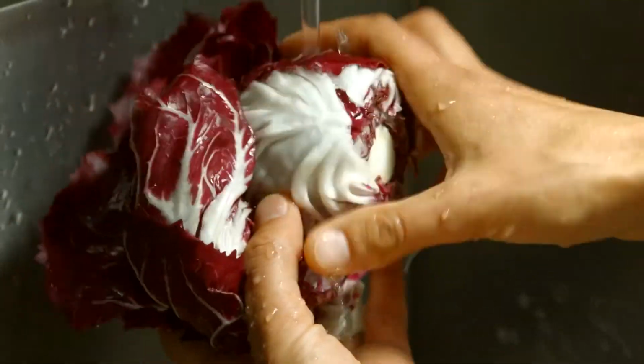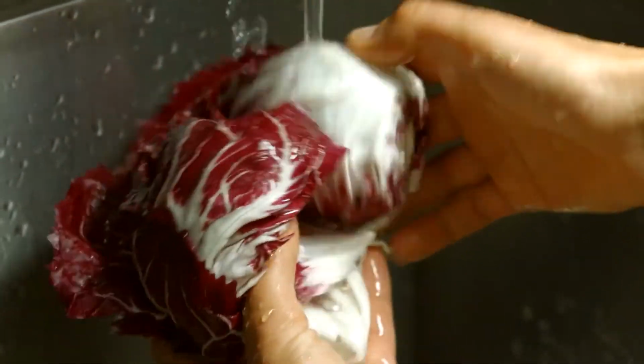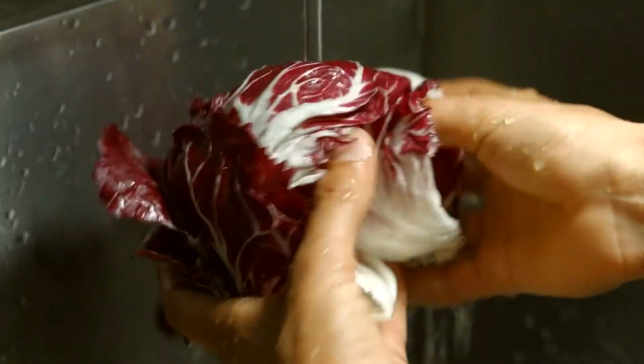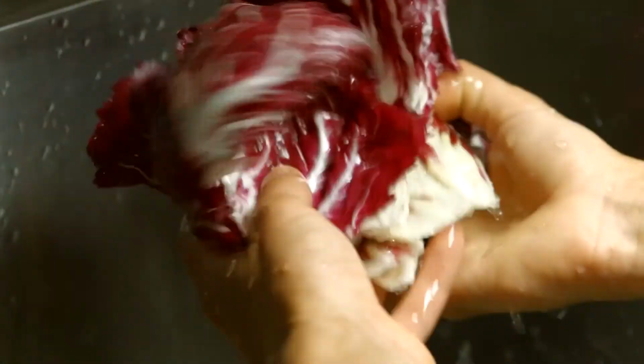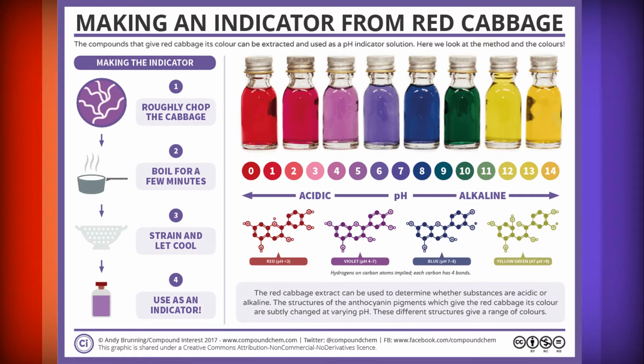Now, some people may not think that red cabbage is the most appealing vegetable to eat. I do, but that's not what we're here to talk about. They contain chemical compounds called anthocyanins. These are very pH sensitive, and the pH of the solution they are added to can affect the structure of these molecules, subtly changing them in a way that causes them to appear a different colour to our eyes.